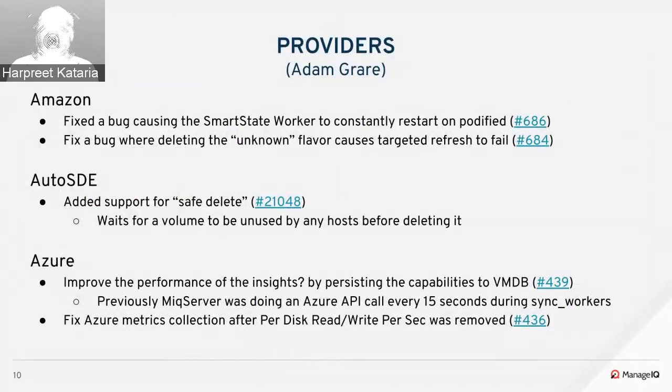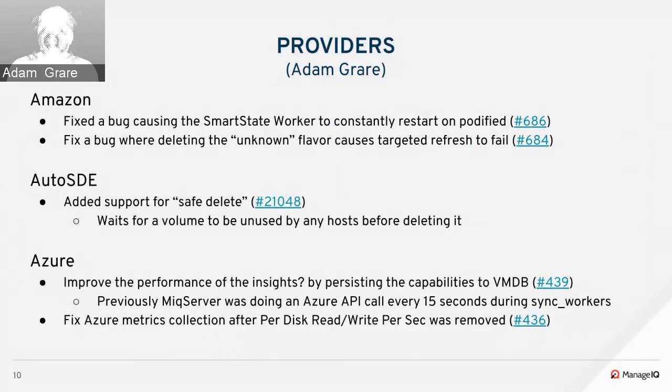Thanks, Harpreet. For providers this sprint, on Amazon, we fixed a bug that was causing the Smart State Agent Coordinator worker to be constantly restarting on Podified. This was due to the fact that the queue name was mismatched between what it was expecting and what it was actually setting. And so it was constantly thinking that it had to stop and restart the worker. We also fixed a bug where if a user deleted the built-in unknown flavor, it was causing targeted refresh to fail. This is because we were doing a database lookup instead of pulling it from the collector.